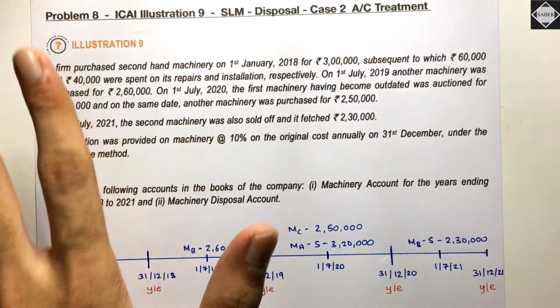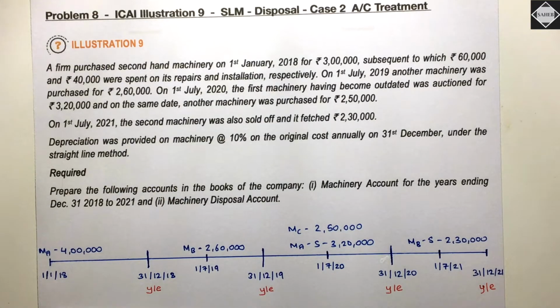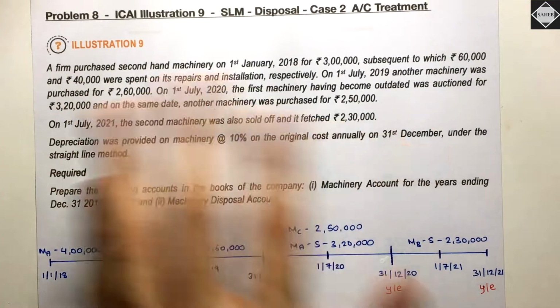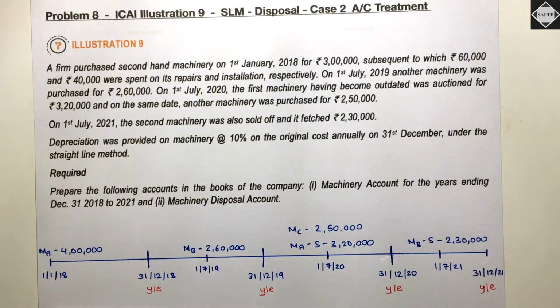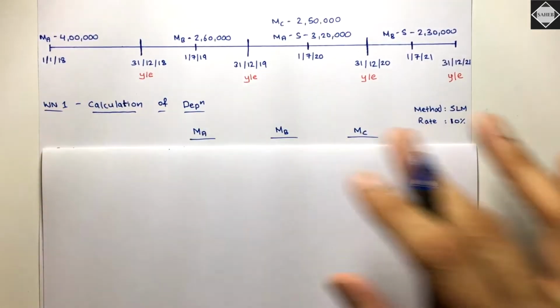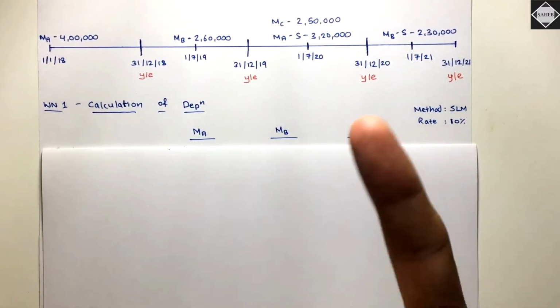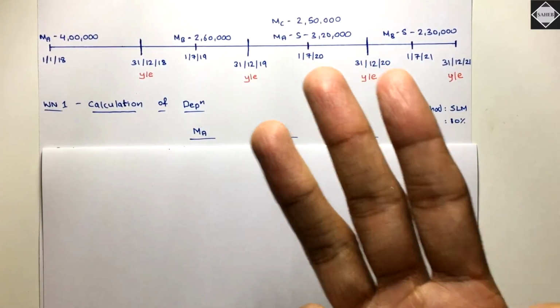It's really simple, don't worry. Let's first prepare the working note for the calculation of depreciation, WDV and profit and loss. Let's do that first and then we'll move on to the ledger accounts. Now here we have the working note for the calculation of depreciation, WDV and profit or loss on disposal.